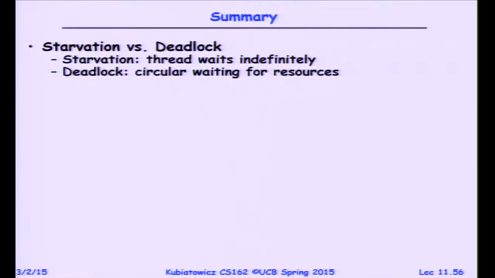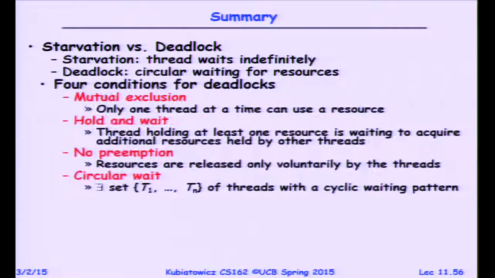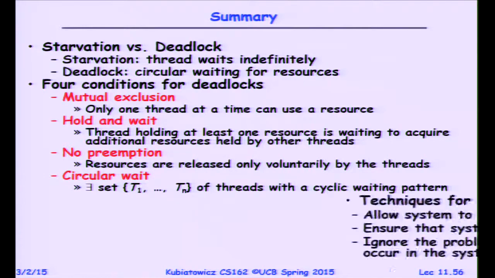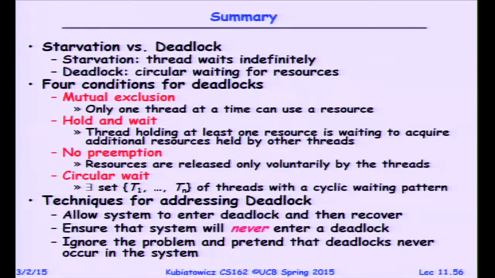So, in conclusion, we talked about starvation versus deadlock. Starvation is a thread waiting indefinitely. Deadlock is a circular waiting for resources, a type of starvation. We talked about these crucial 4 conditions for deadlock: mutual exclusion, hold and wait, no preemption, circular wait. Everything we said that detects deadlock had all of these. Any way of avoiding deadlock removed one of them. And we talked about techniques for addressing deadlock, including allowing the system to enter deadlock and recover, ensuring the system will never enter deadlock, and ignoring the problem and pretending that deadlock never exists. This is unfortunately the solution taken by most operating systems.